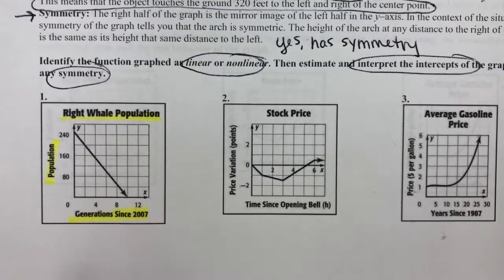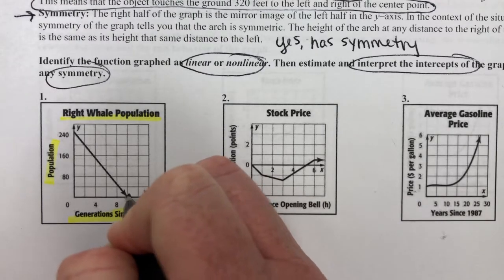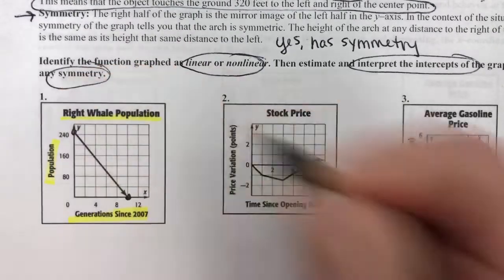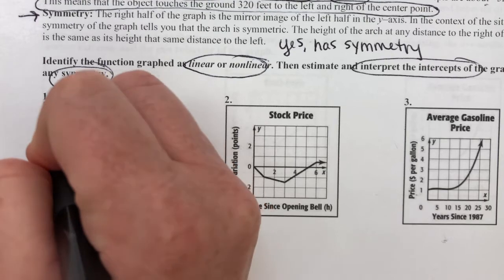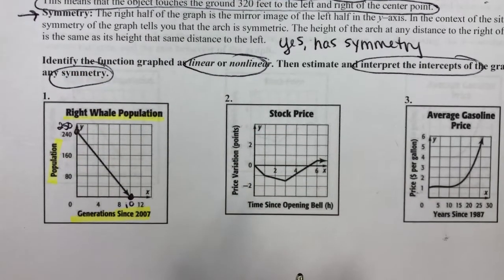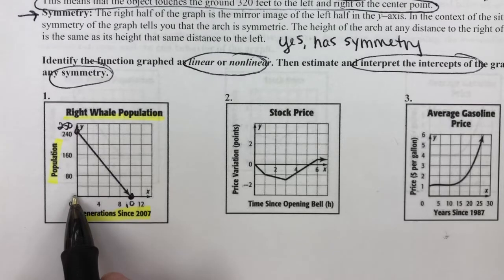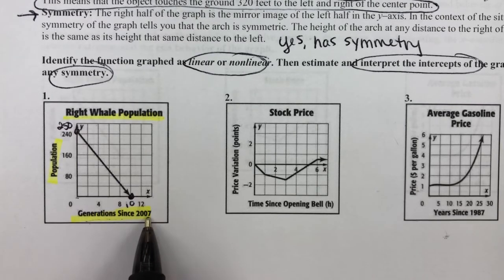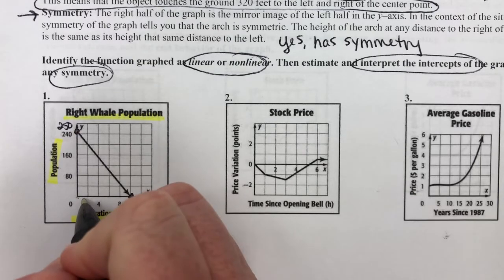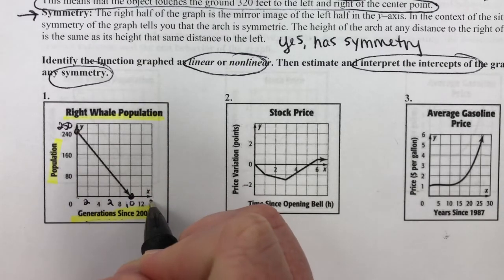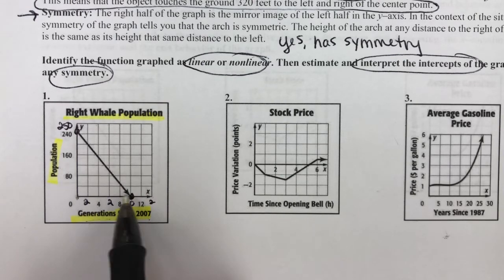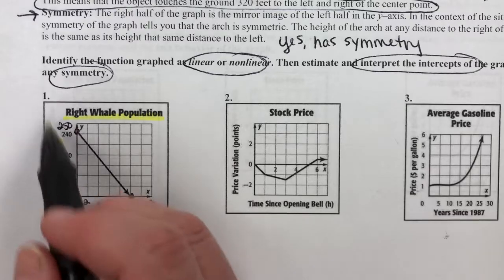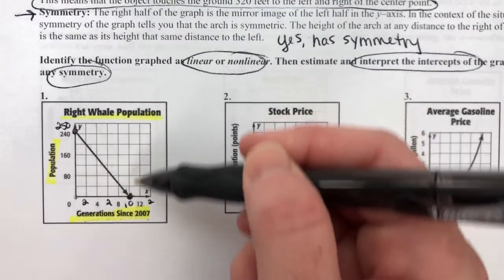Okay, so if we're looking at this line, the intercepts are here. This is my x-intercept, and the y-intercept looks like it's up above 240 here. Because it goes above 240, I'm going to call that 250. If you wanted to stick with 240, you could. All right, so what does that mean? This is generations since 2007, and each little tick mark is worth 2. So 0 is 2007. So 10 generations since 2007, the population of the right whales is 0. It went all the way down to 0.